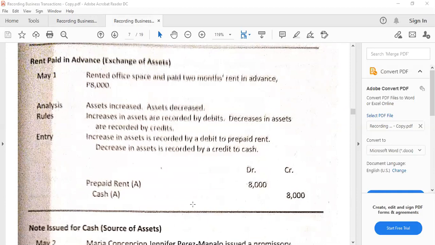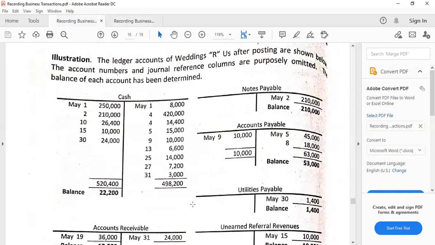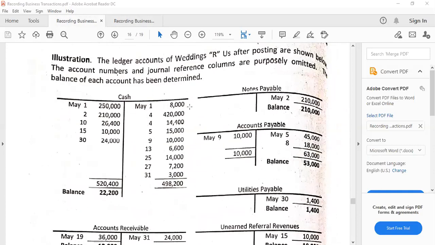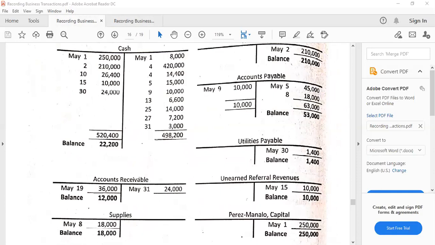So let's go back to the T account. All right. So here, let's look. Prepaid rent, 8,000, it's still May 1. And credit cash, May 1, 8,000. Let's have another example, the third transaction.